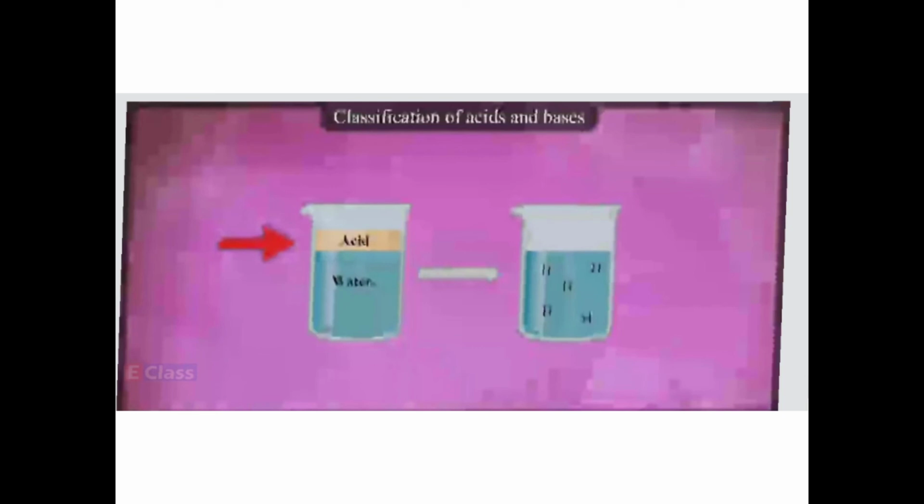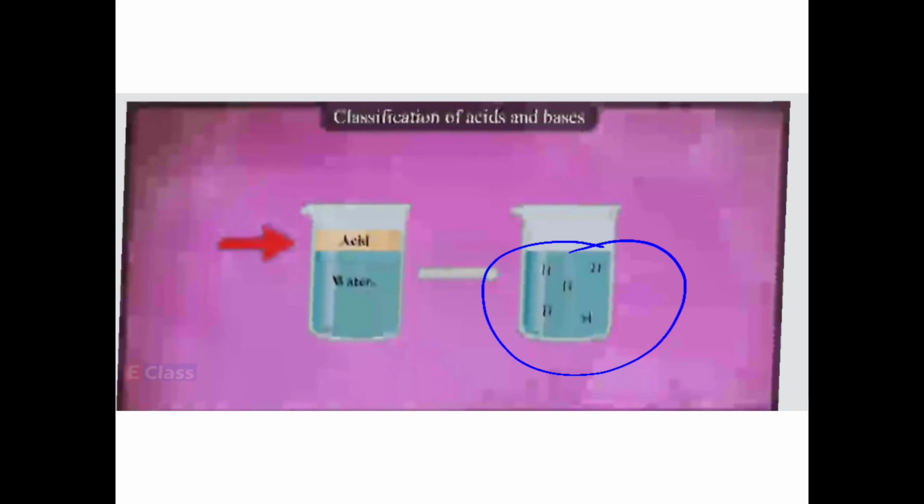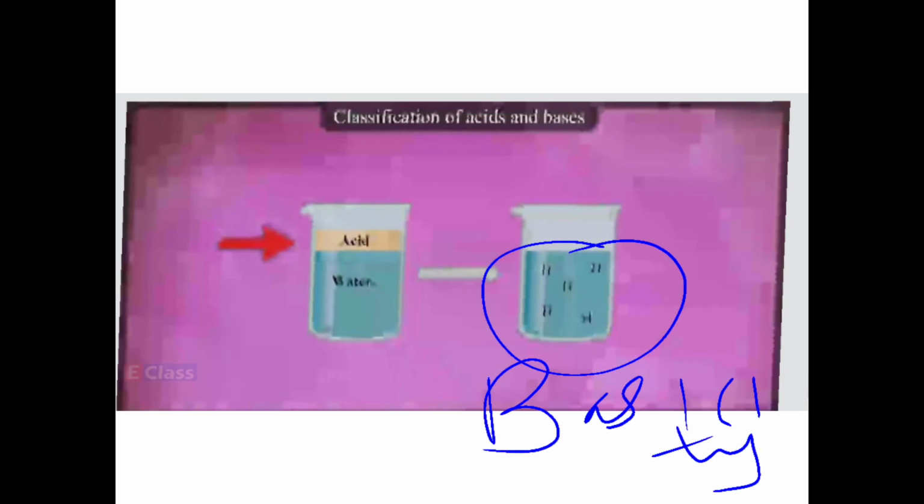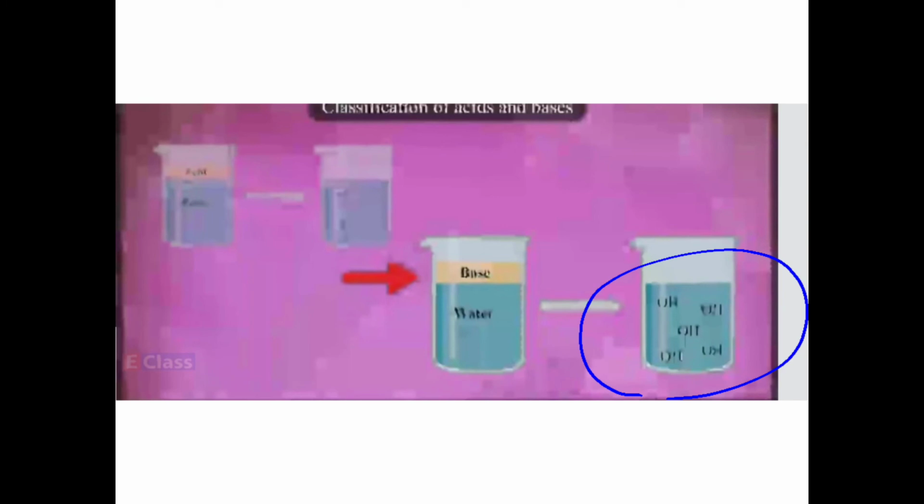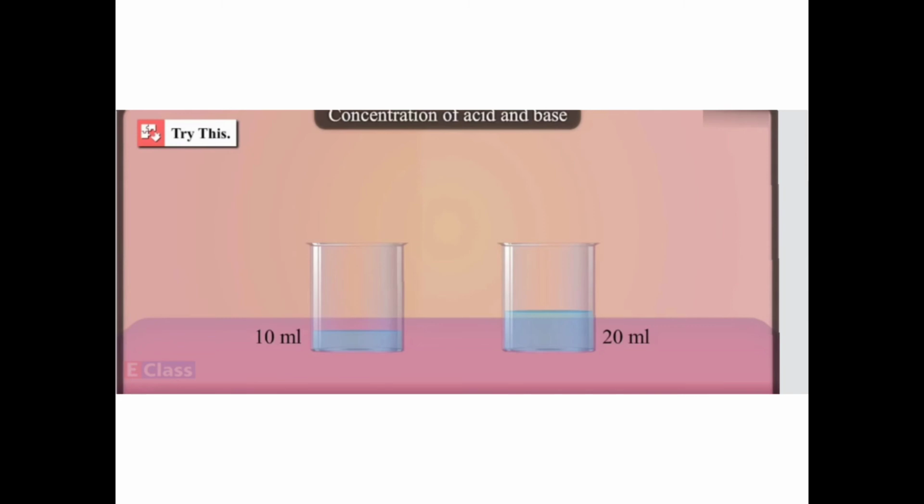So for an acid, what is it called? Basicity. And for a base, what is it called? Acidity. Okay. So the number of OH ions, that is called the acidity. The number of H ions, that is the basicity. So basicity is there for the acid and acidity is there for the base. Having understood this, let us go ahead and understand about the concentration of acid and base.